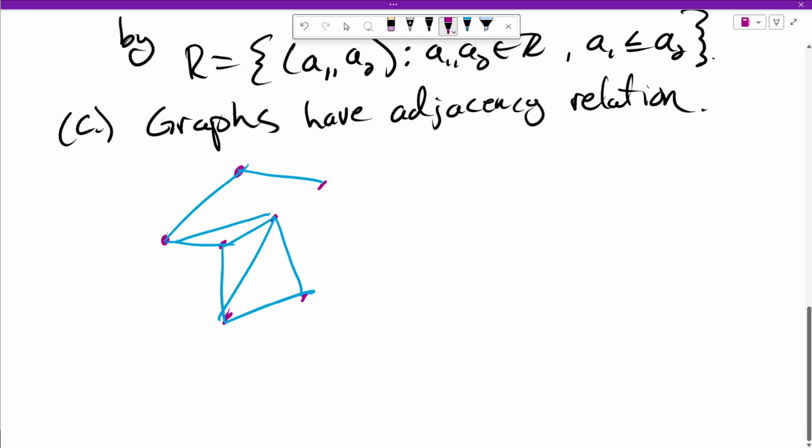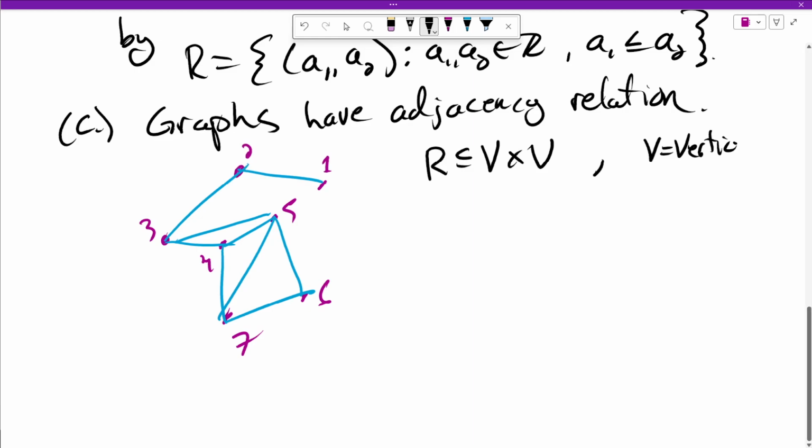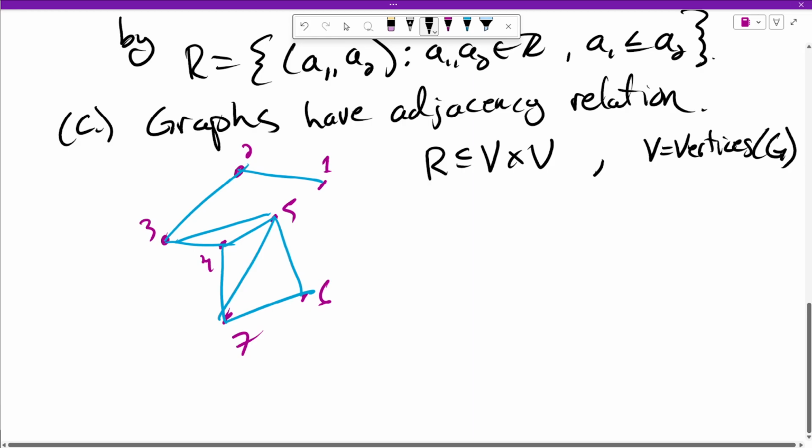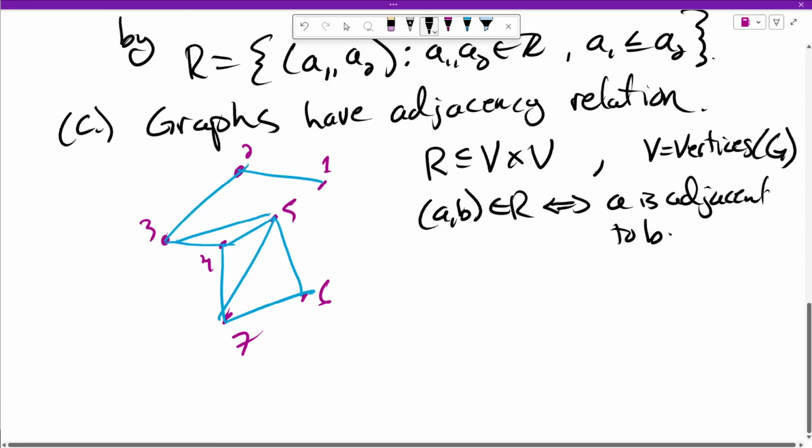And if we were to go in and label our vertices 1, 2, 3, 4, 5, 6, 7, what could we do? Well, we could define a subset of V cross V, where V is the vertices of our graph, by (a, b) is in R if and only if a is adjacent to b. So in this picture, we have (1, 2) is in R because there is an edge joining 1 to 2 as we see up there.